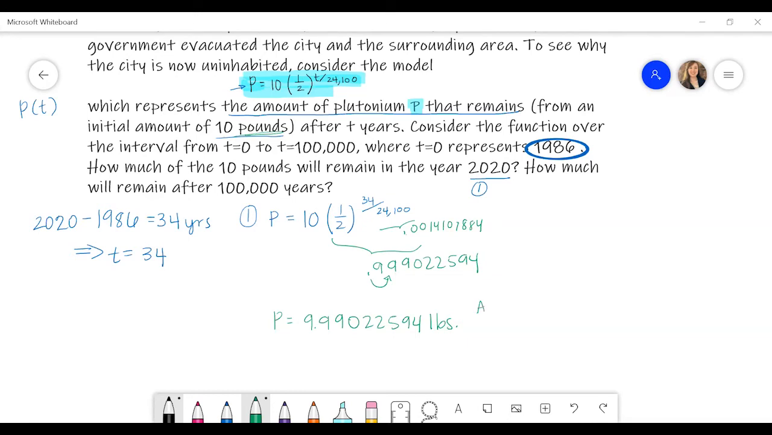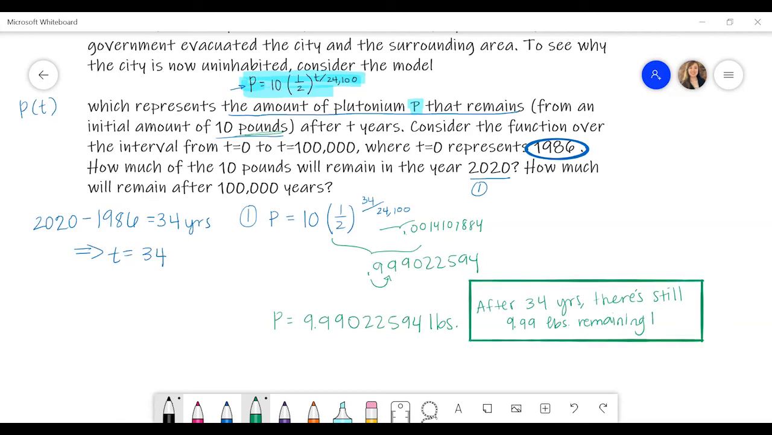So let me write that out. After 34 years, there's still 9.99 pounds remaining. I almost feel like that deserves an exclamation mark after it, right? That's a pretty serious amount after 34 years.